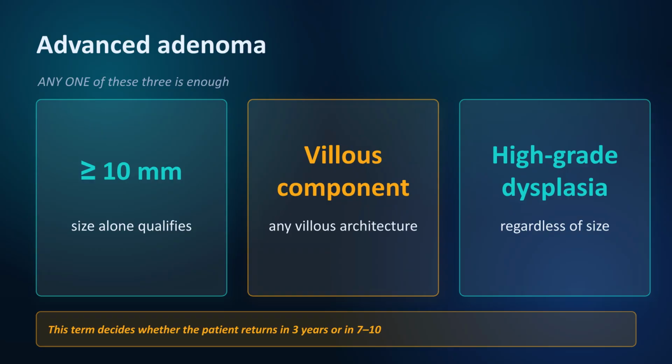Why does this matter so much? Because advanced adenoma is the threshold that separates a patient who comes back in 7 to 10 years from one who comes back in 3. When you read a pathology report, look for those 3 features first, before anything else on the page. They decide the interval, and a wrong interval is how patients get lost.